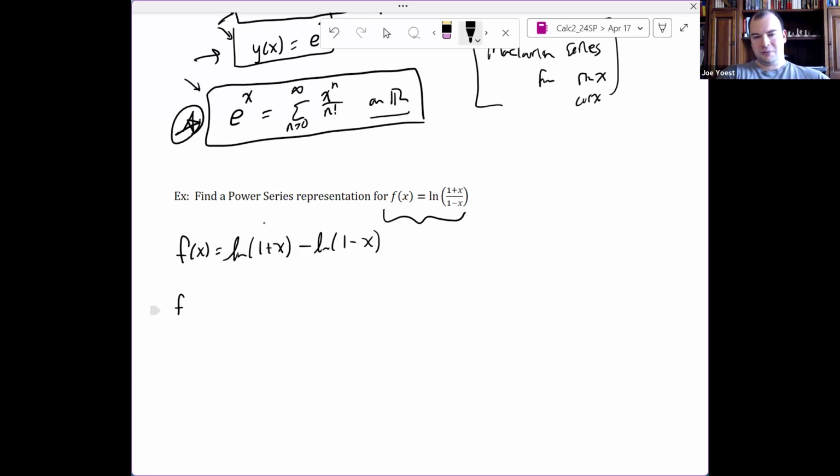And then I could note that f prime of x is 1 over 1 plus x, minus 1 over 1 minus x, but the chain rule pops out a minus, so that's a plus. The derivative actually works pretty nicely. This just looks like some geometric series. This is 1 over 1 minus a negative x, or this is going to be sum n equals 0 to infinity of negative x to the n plus sum n equals 0 to infinity of x to the n.